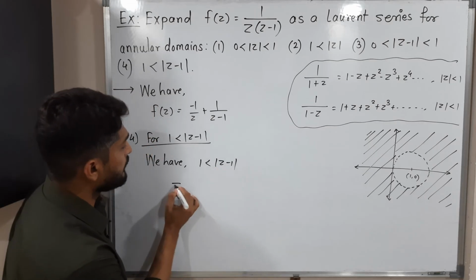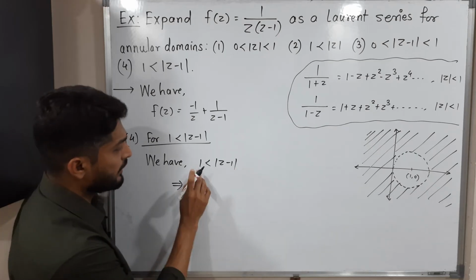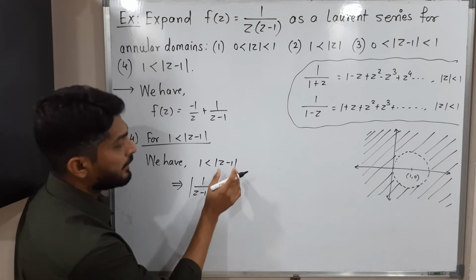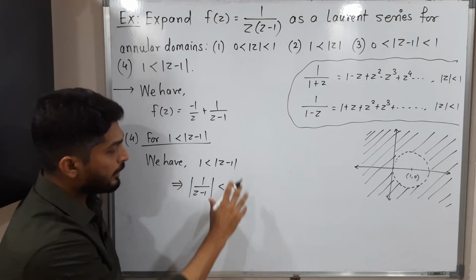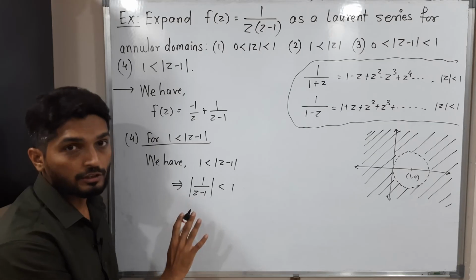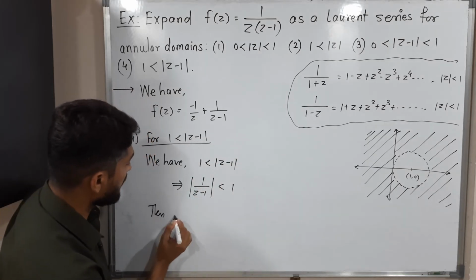So for that, what will I do? I will divide both sides by this mod. If you divide this side by this mod, you will have 1 upon z minus 1. And if you divide this side by this mod, you will have 1. So I got something less than 1. That means I have that type of condition. Okay, so let us go for f of z.